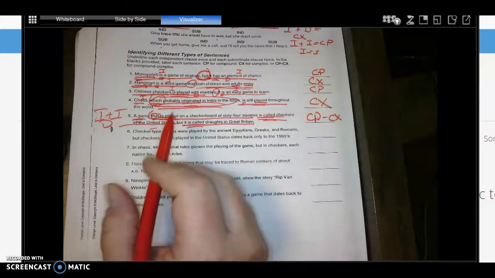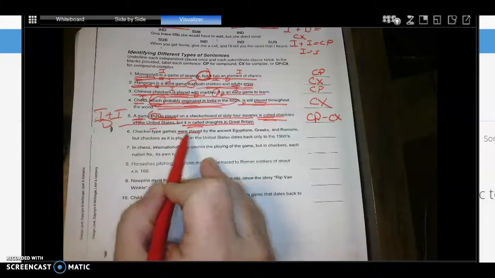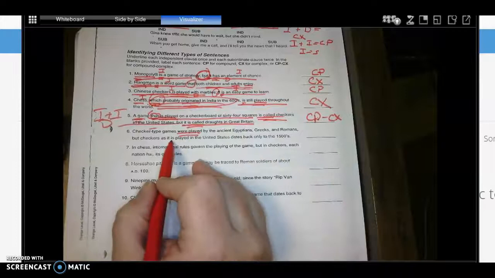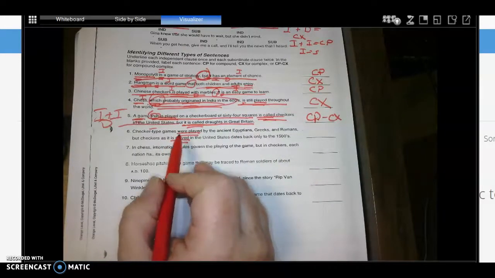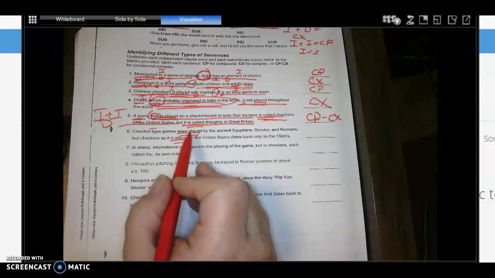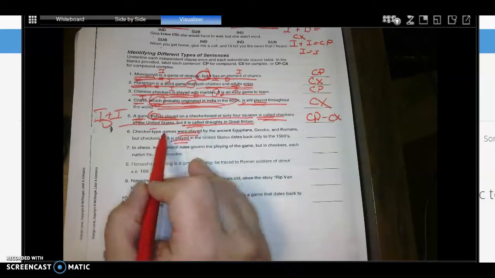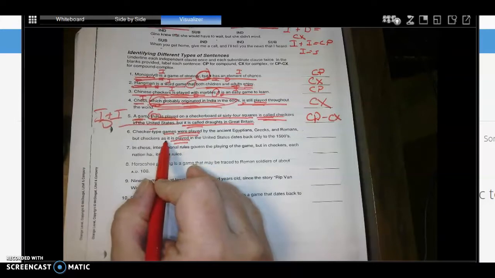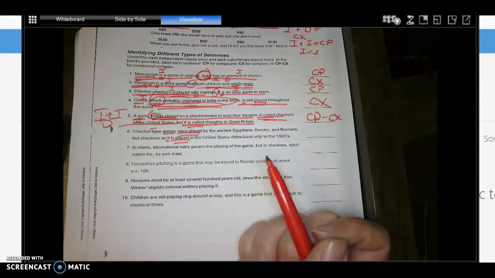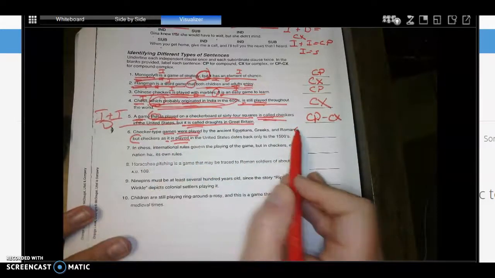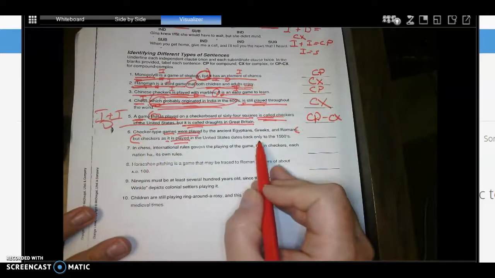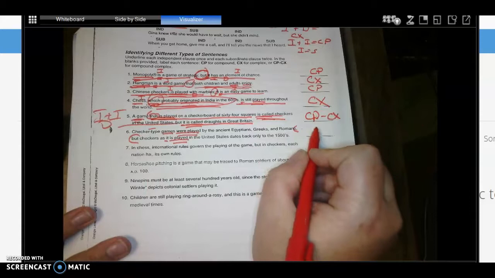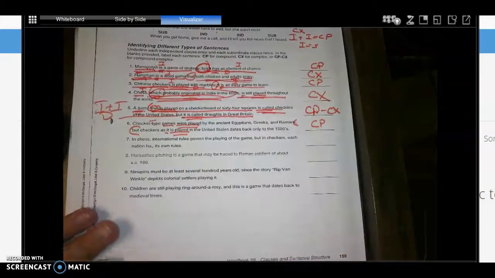All right, let's look at number 6. Were played is my verb. Is played is the verb here. Okay, what were played? Games. What is played? It. Okay. Put together with a conjunction and that. So I've got two independent put together. So this one is going to be compound.